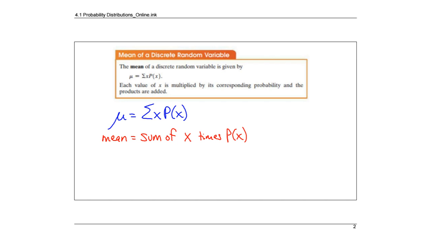Okay, so the mean is going to be a little different with a discrete random variable. We've been used to a mean being an average. This is going to look a little bit different. What we're going to do is multiply the random variable x times the probability and then add all of those up.